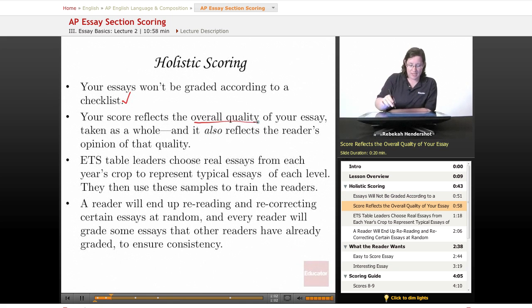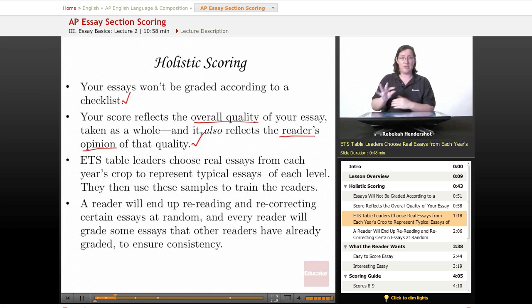And it also reflects the reader's opinion of that quality. So this is a subjective kind of judgment. This is one person sitting in a tiny room with a stack of essays going, I think that's pretty good. So remember, this is subjective, but they have controls for the subjectivity.